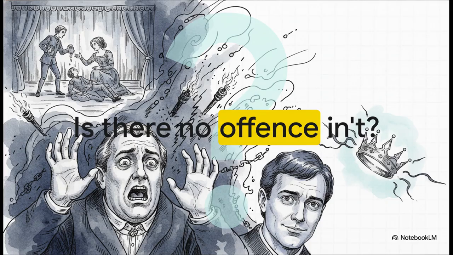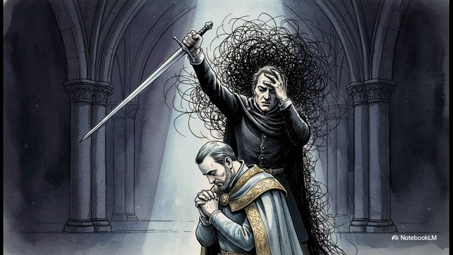For Hamlet, this is it. This is the definitive proof. The king's guilt is confirmed once and for all. But here is the magnificent tragedy of the structure.